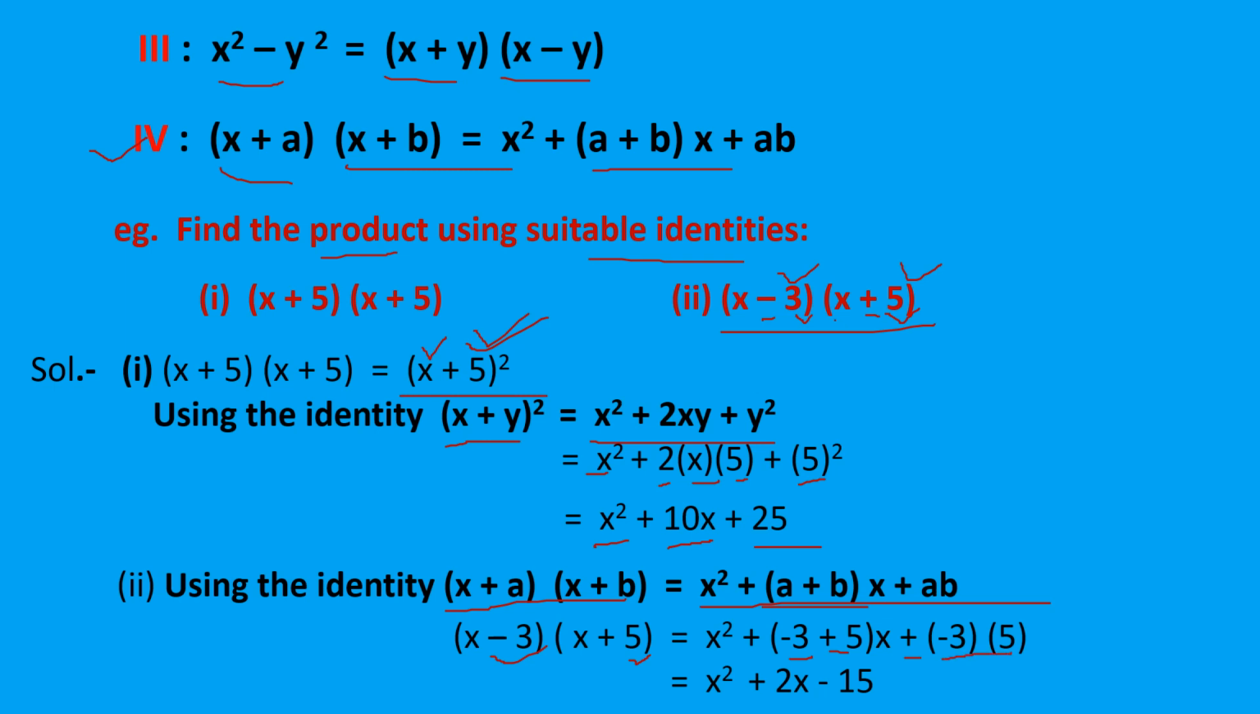Here we will multiply. So we will get x square. Now minus 3 plus 5, we will solve, we will get plus 2, so plus 2x. Here 3 fives are 15 and the minus sign, so minus 15. That means by using the identity we got (x - 3)(x + 5) is equal to x square plus 2x minus 15.